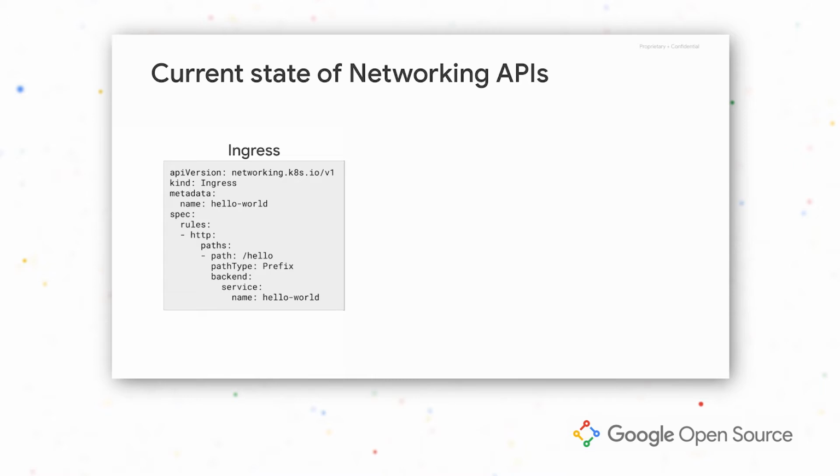What this allows us to do, like in this example here, is things like match on the hello path and send to the hello world service. And this API I think is great. It's very simple, so it's easy to understand and easy to get started, and that's something great to be said about an API. It's also very vendor neutral.